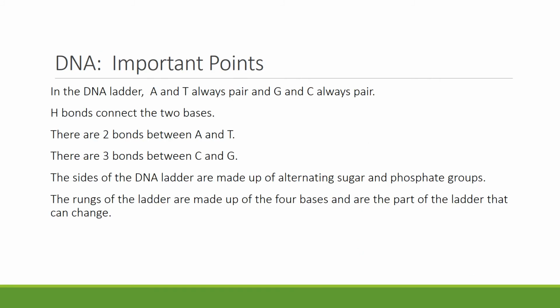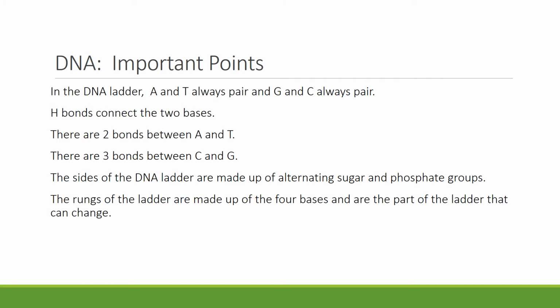Here is a recap on some of the important points I've mentioned. In the DNA ladder, A and T always pair and G and C always pair. Hydrogen bonds connect the 2 bases to one another. There are always 2 bonds between A and T and always 3 bonds between C and G.